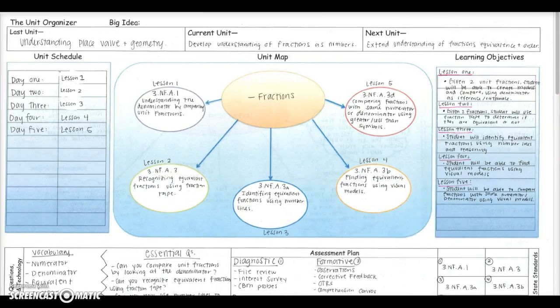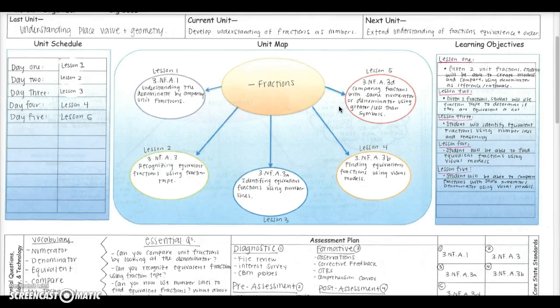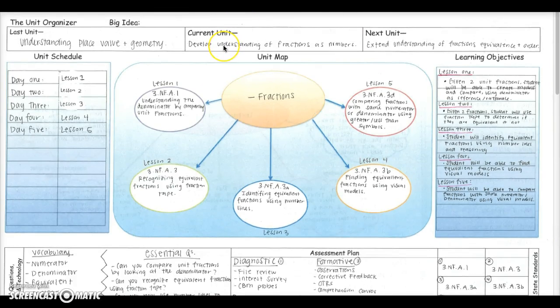Going back to the unit map, the first thing to do is to identify the standards that you want to address. So here are the Common Core state standards. All you have to do is put their abbreviation here of the standards that you're going to address. So the current unit is developing understanding of fractions as numbers.